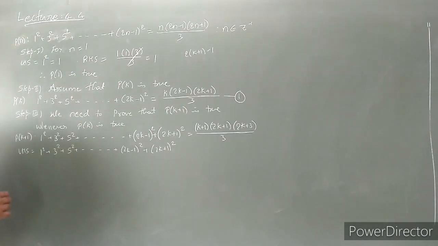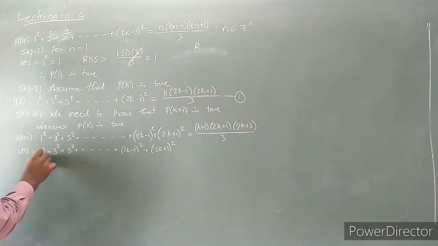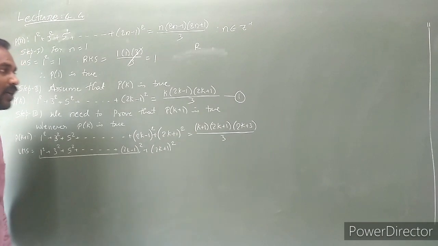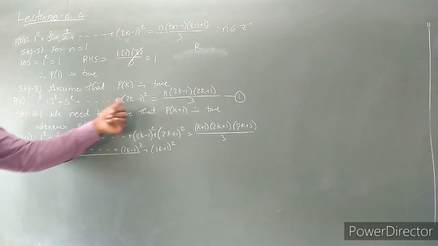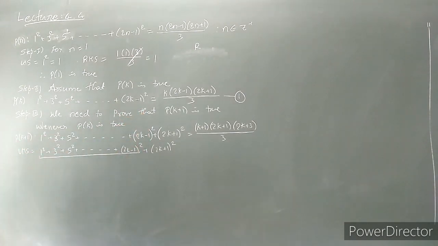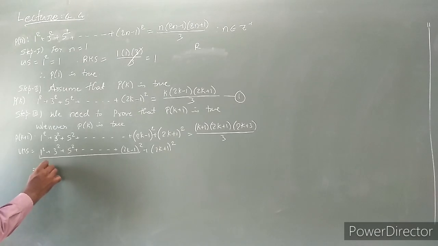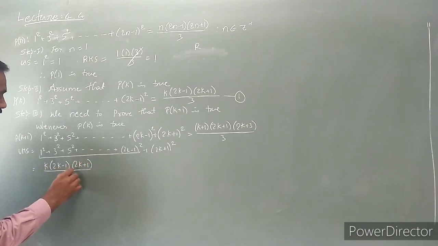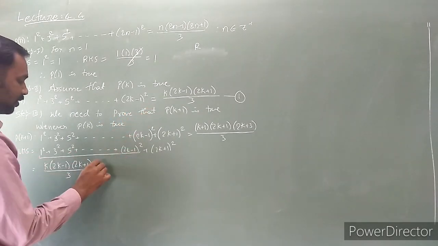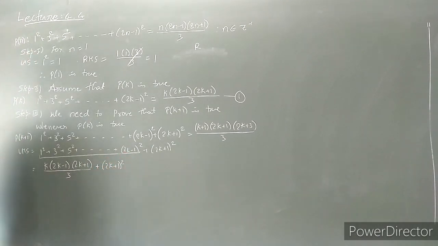While doing LHS is equal to RHS, what is the first thing? We have to replace equation number 1. What is equation number 1? 1 square plus 3 square plus 5 square plus so on (2k minus 1) whole square is replaced as k into (2k minus 1) into (2k plus 1) whole thing divided by 3, and the plus (2k plus 1) whole square term as it is.